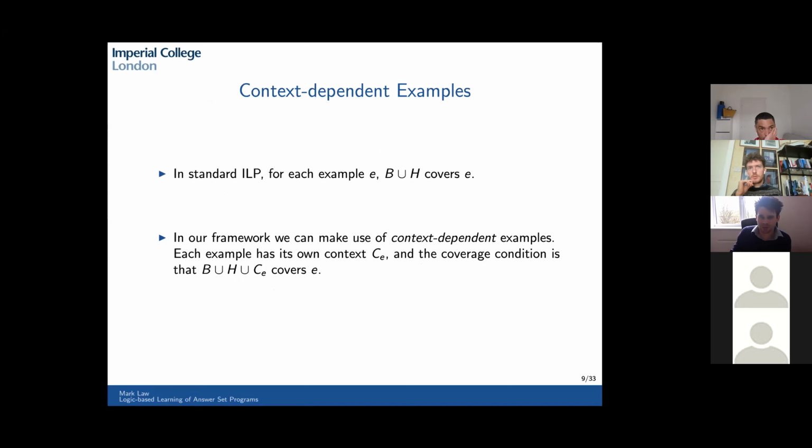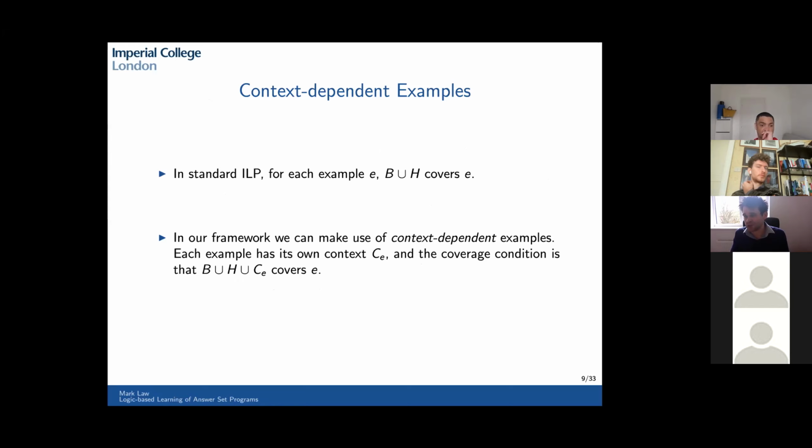So the first way that I want to talk about is with a notion of context-dependent examples. In standard ILP, and with the examples that I've shown you so far, we're searching for a fixed program that covers the example. So it's a fixed background knowledge and one hypothesis that covers every single example. In ASP, we don't usually use programs in this way.